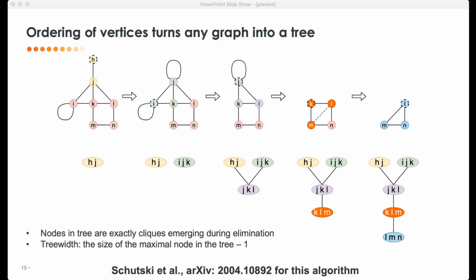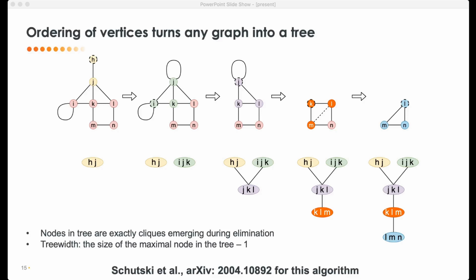Suppose we first eliminate a vertex h. This procedure produces a clique hj, and we add this vertex, called a bag, into a tree. Then we eliminate i. i has neighbors j, k, so we add another bag ijk to the tree. Then we add a clique jkl. jkl shares vertices with previous cliques, so it should be connected to them. We should proceed in this way until all vertices of the initial graph are contained in some vertices or bags of the tree. You can find a version of this algorithm with longer explanation in our work, cited below.